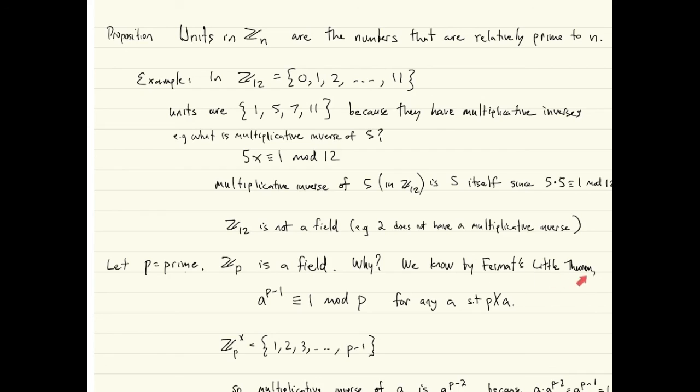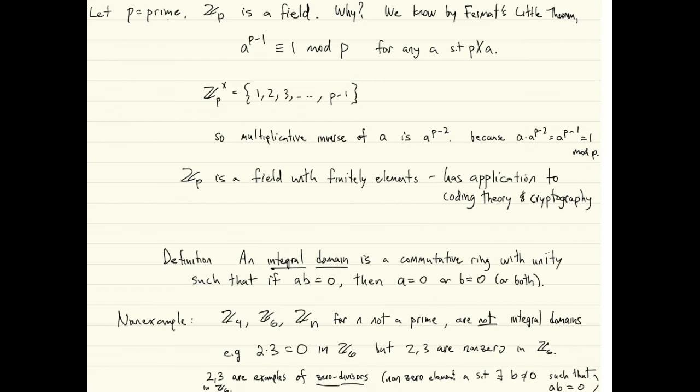Well, by Fermat's little theorem, we know that a to the p minus 1 is congruent to 1 mod p for any a that does not divide p. So remember, Zp star, that's all the numbers in Zp except for 0. And the multiplicative inverse of a is a to the p minus 2. Again, this is the multiplicative inverse of a in the ring Zp.